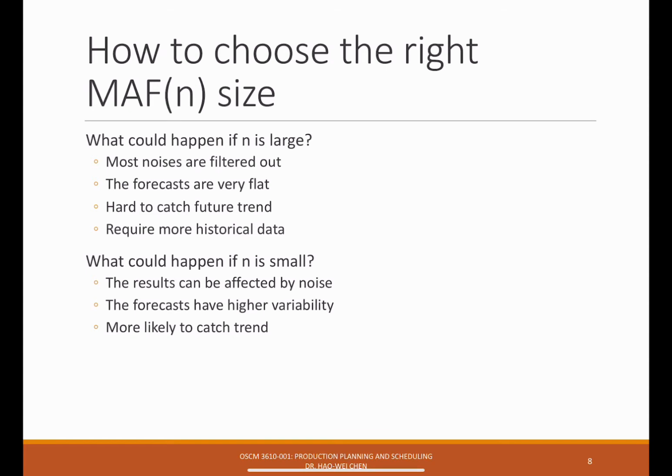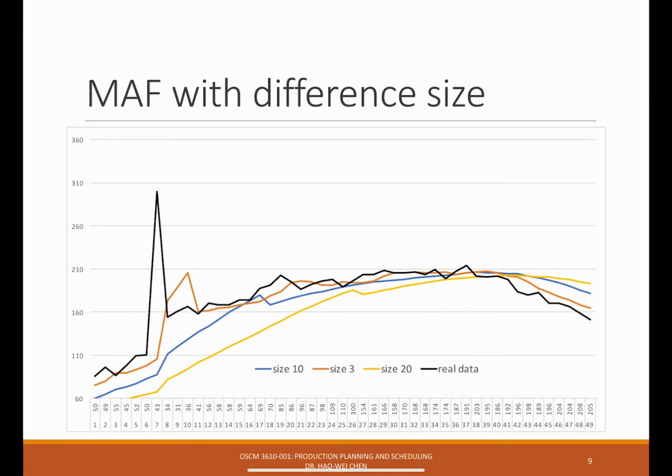On the other hand, if we choose an n that is smaller, the result can be affected by noises more easily. However, the forecast also has a higher reliability, which means that you will more likely be able to catch the future trend. So these figures show you the different forecast results based on different observation sizes.